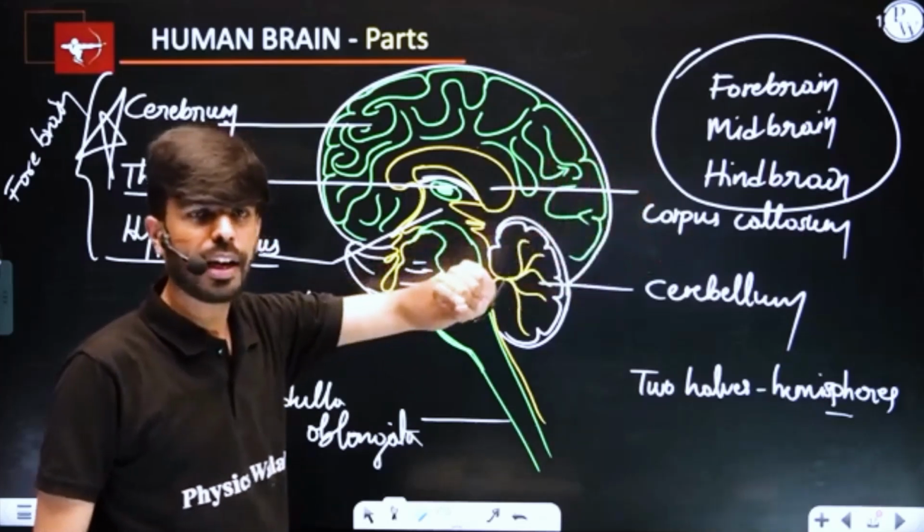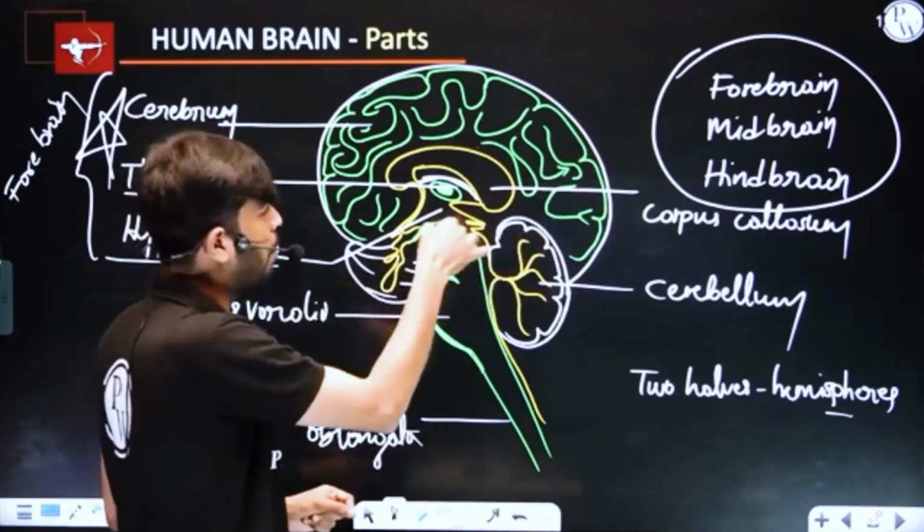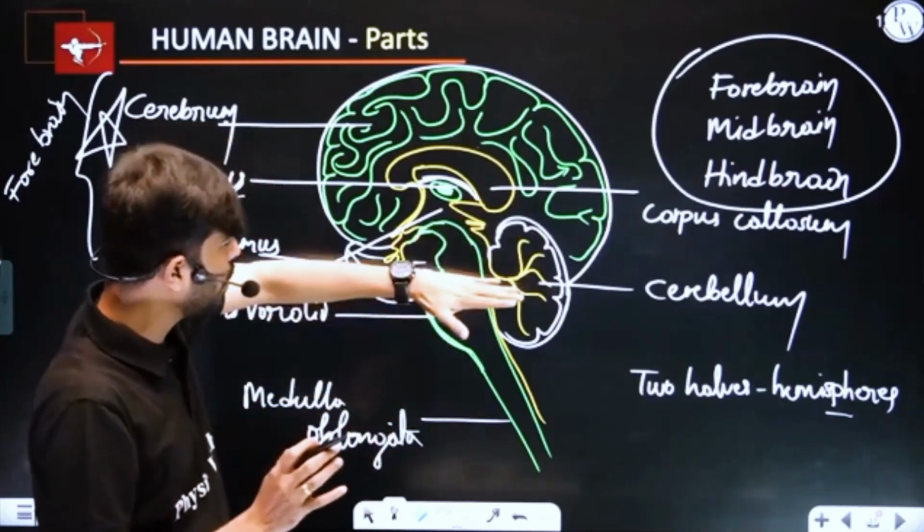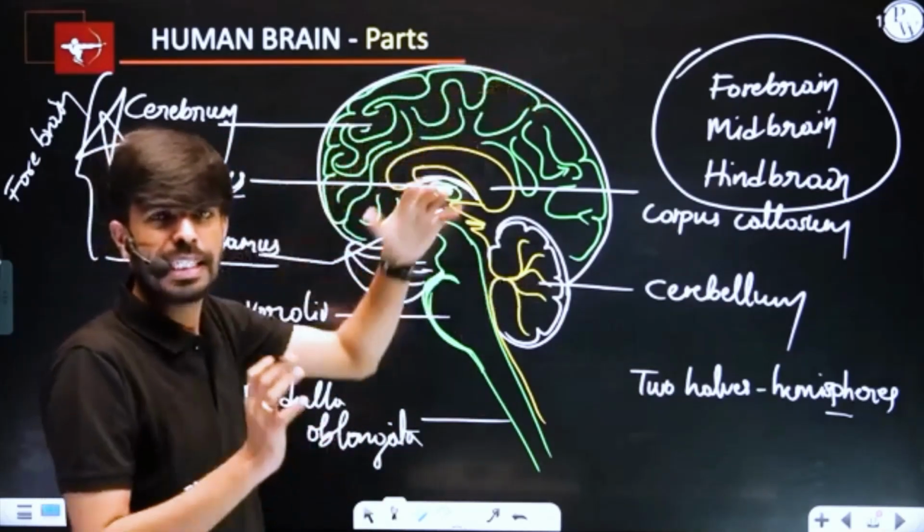They are usually the mid part of the brain. They are responsible for carrying the information from hindbrain to the cerebral cortex. It acts as a bridge.